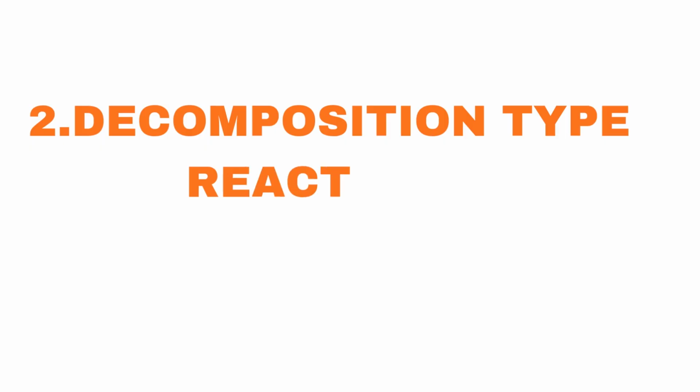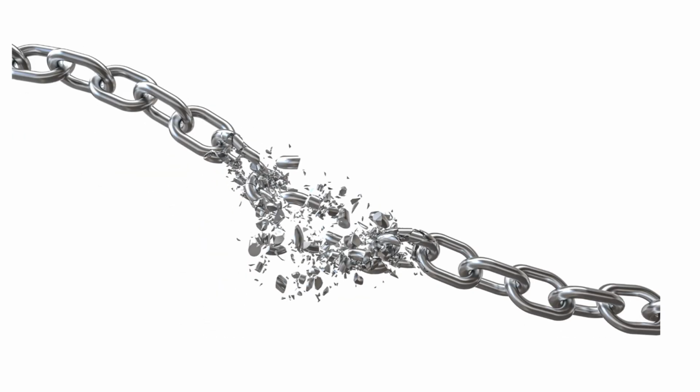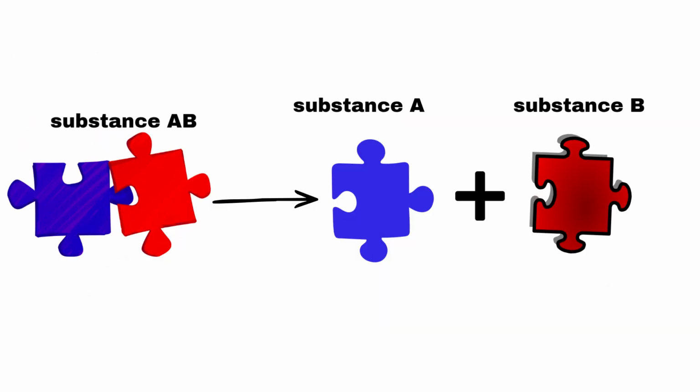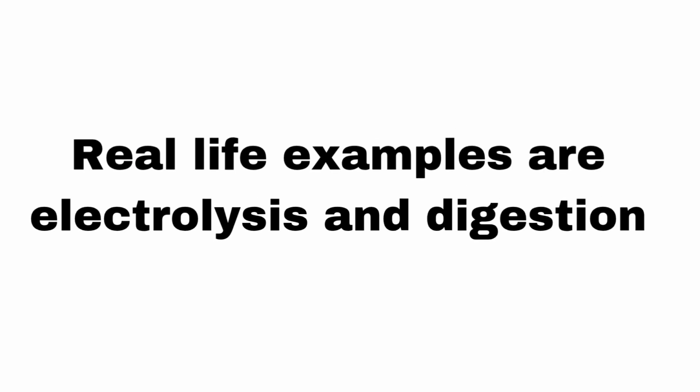The next type of chemical reaction we will talk about is the decomposition type reaction. Now that bond breaks, things fall apart. In decomposition type reactions, for example, compound AB breaks down to form substances A and B. Real-life examples are electrolysis and digestion.